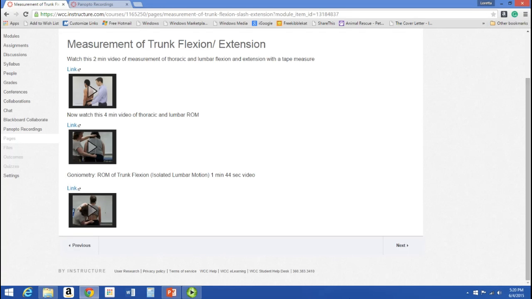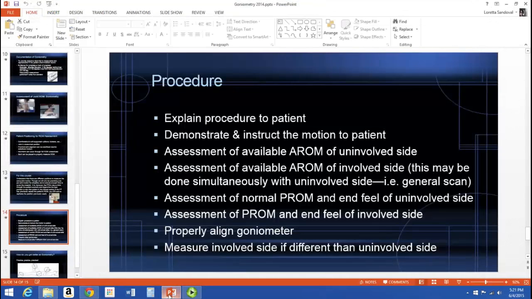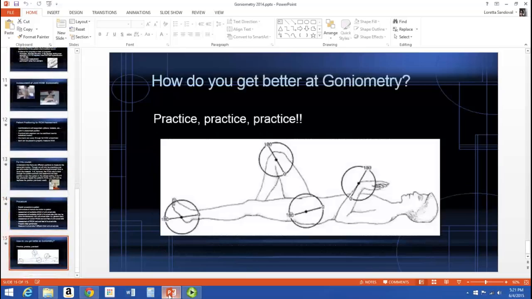So really the main message that I want to get across to you is, in order to get better at goniometry, you have to practice. That is the best way to get better at it. So I want you to practice at home. We're going to practice a lot in the lab, and I don't expect you to be an expert by the end of this class, but I expect you to have a firm grasp on what you're supposed to be doing with goniometry.